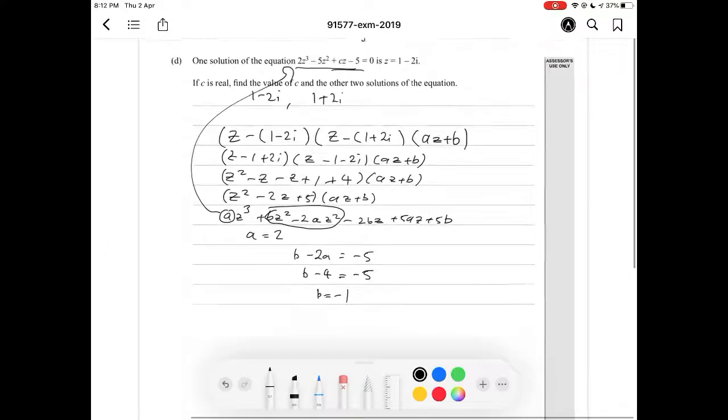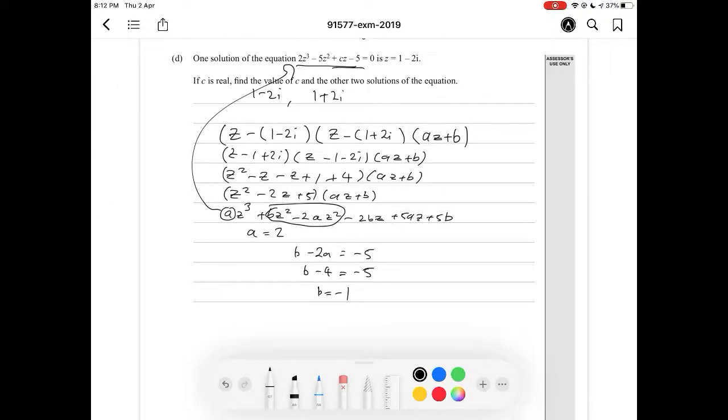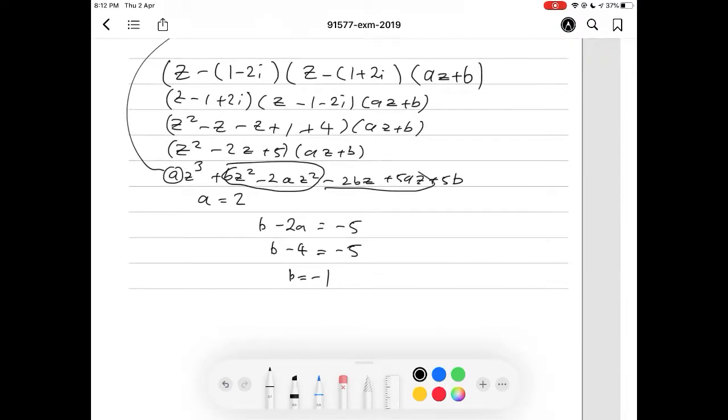So we found our b value, and now we need to find our c value, which is the coefficient of z. We can find this by joining these two together. So we have negative 2b plus 5a equal to our c value. We determined that a is 2 and b is negative 1. So negative 1 times negative 2 is 2, plus 5 times 2, so plus 10, equals c. Therefore, c equals 12.